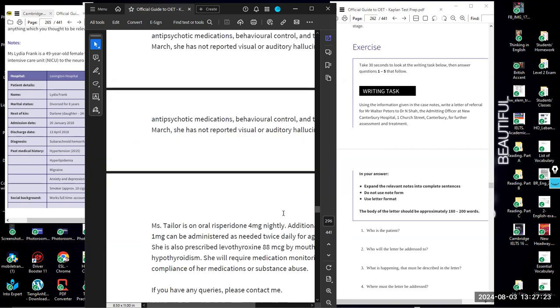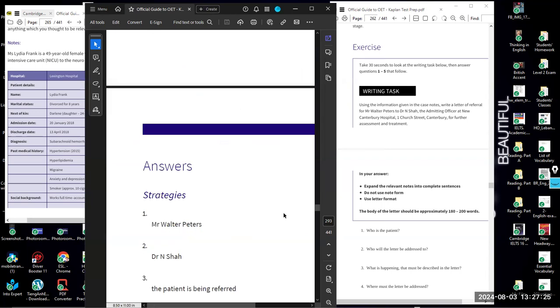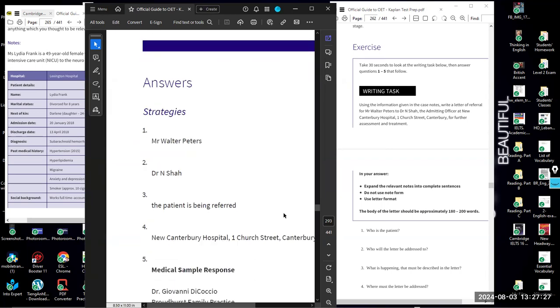Okay. This is it. Exactly. So these are the correct four answers of these questions. This is the answer of number one, Mr. Walter Peters. This is the answer of question number two. This is the answer of question number three. And this is the answer of question number four.